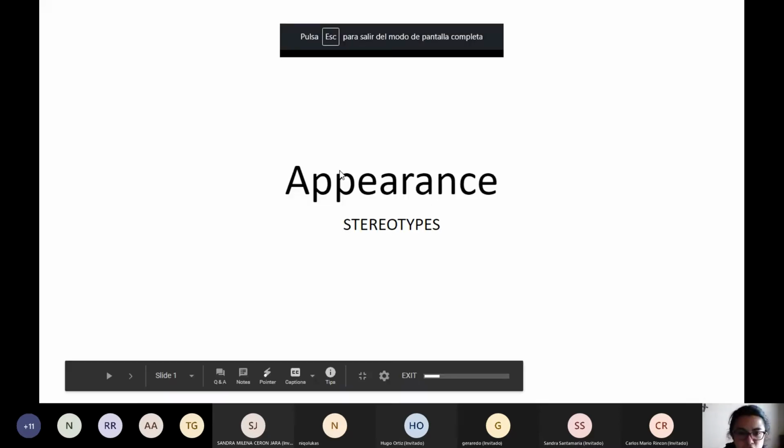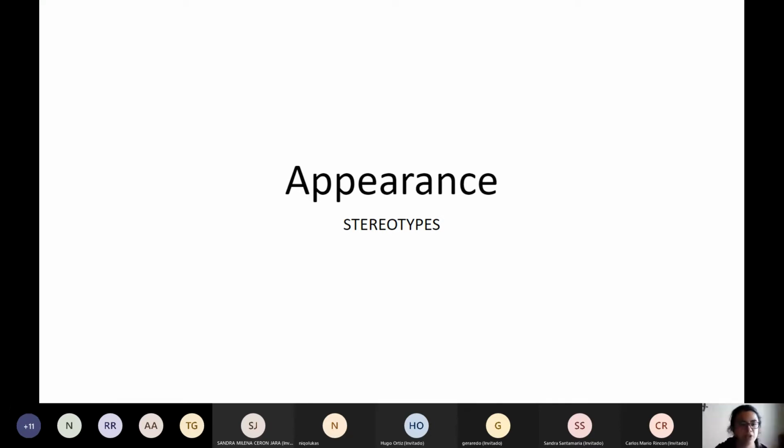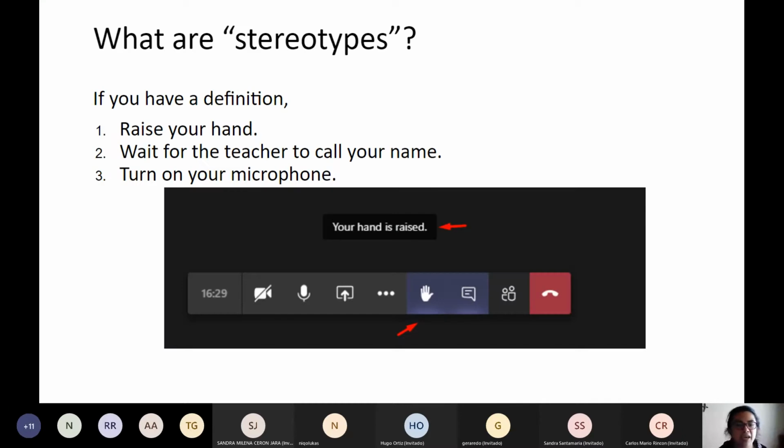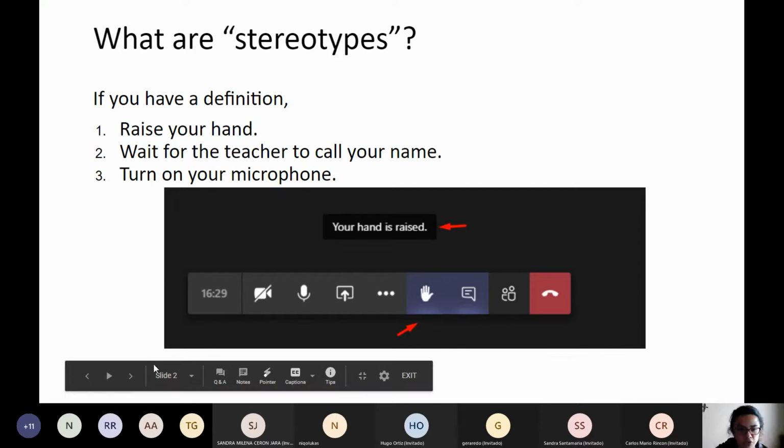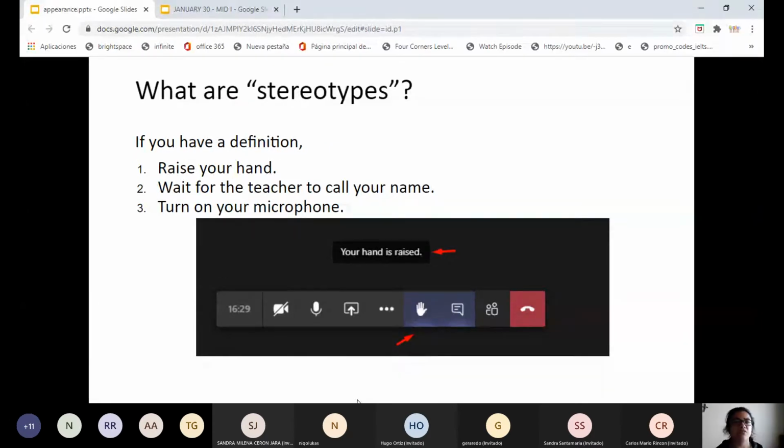I'm going to talk about appearance and you are going to talk about appearance, but we're going to talk about stereotypes, okie dokie? So I want you to tell me if you are familiar with the word stereotypes. I wonder if you have any ideas or definitions for the word stereotypes. If you happen to have a definition, please raise your hand. Wait for me to call your name.